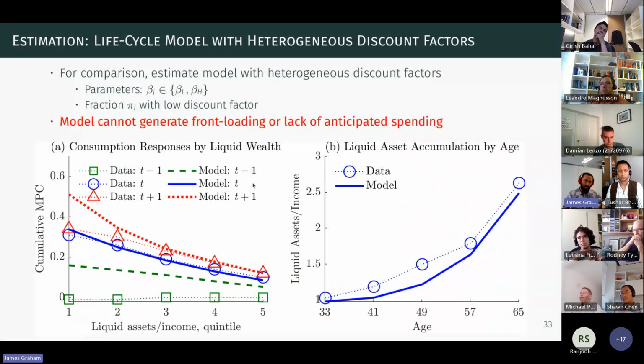Let's take a model though, because it's a little bit unfair to ask that previous model to try and match all of this without extra parameters. So let's do a version of the model where we allow for heterogeneous discount factors.